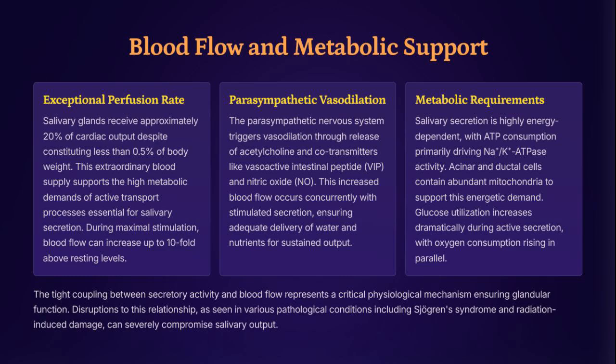The cells are packed with mitochondria, especially in the ducts, to support this high demand for ATP. During times of peak stimulation, glucose use and oxygen consumption in the gland can increase up to tenfold. But here's the catch. If blood flow is disrupted, the whole system falls apart. In conditions like Sjogren's syndrome or radiation damage, blood supply is reduced, mitochondria fail, and saliva production drops drastically.